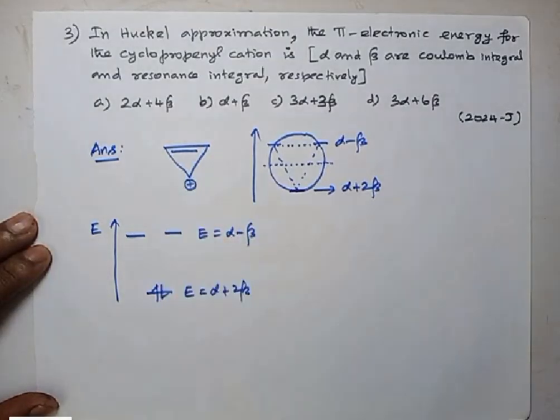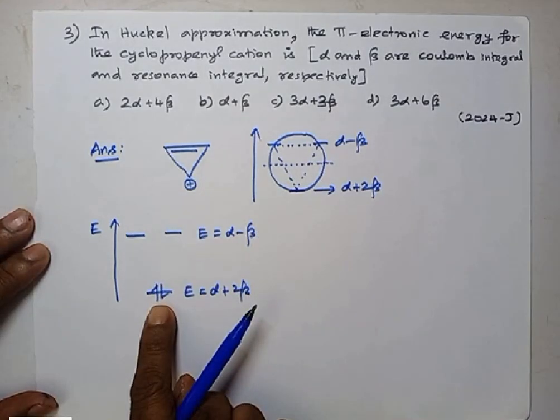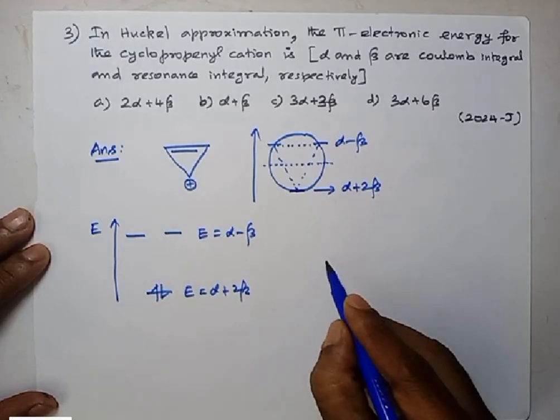We have only 2 electrons now. I'll place the 2 electrons here, and you know very well the Huckel approximation or Huckel method is applicable only for pi electronic systems. Okay, pi electrons, it is not applicable for sigma electrons, you know very well. So I place the 2 electrons here. Now what is the pi electronic energy?